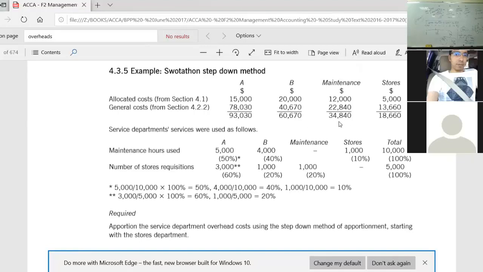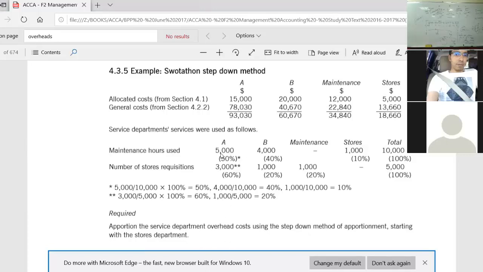Now here, required: apportion the service department overhead cost using a step down method of apportionment, starting from stores. I told you whenever they give you step down, they will mention which one you have to start from, correct? Here they are saying starting from stores. So fine, we'll start from stores.